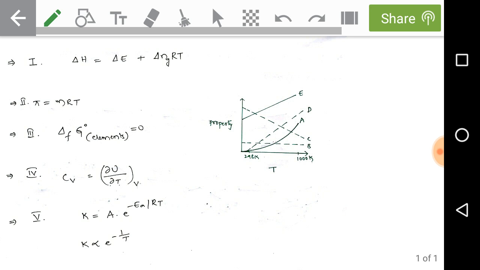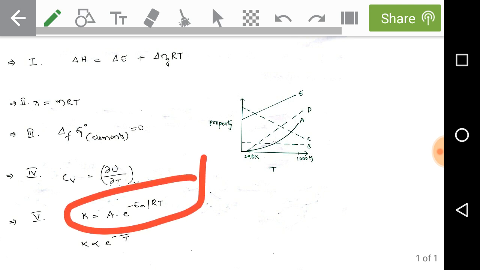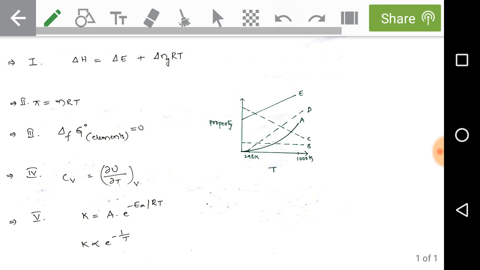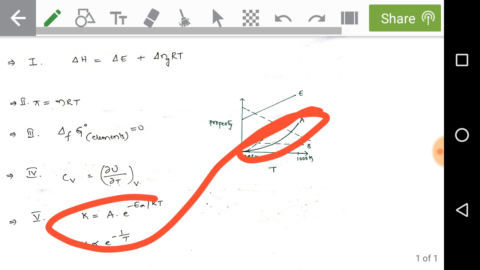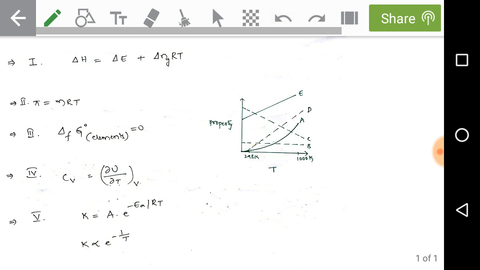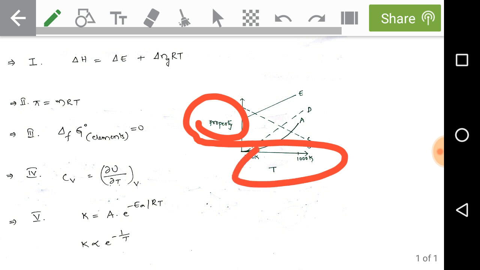And if you look at the fifth one, the rate constant is given with activation energy EA as 100 kilojoule per mole. From the Arrhenius equation, we can take the rate constant is directly proportional to e power minus 1 by T. Okay, so here curve A is an exponential curve, so curve A is combined with property 5. Okay, right. So this is the analysis of the graph with respect to different properties as a function of temperature.